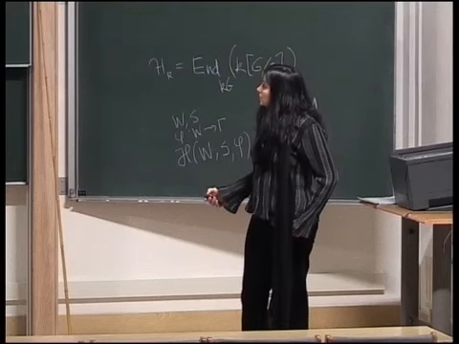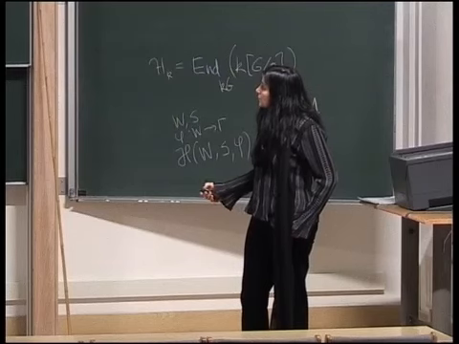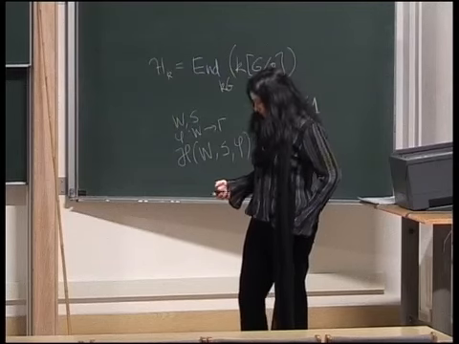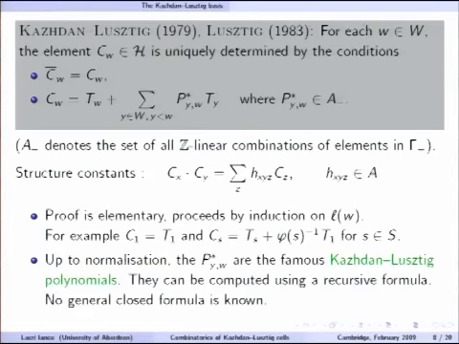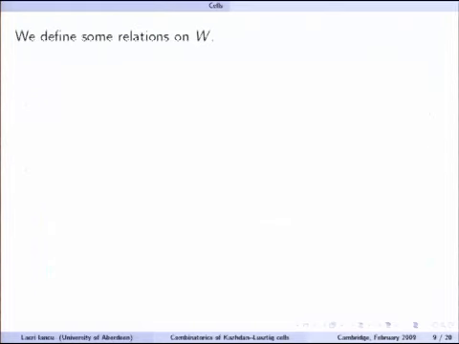And let me denote the structure constants by h_{x,y,z}. So in this place is the multiplication. We'll have some structure constants denoted by h_{x,y,z}. So now we are ready to talk about cells.